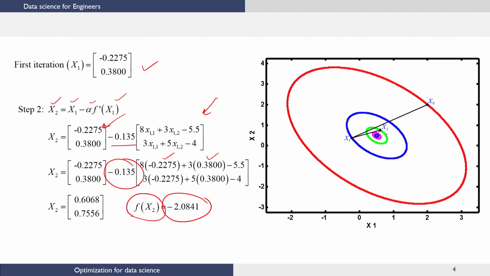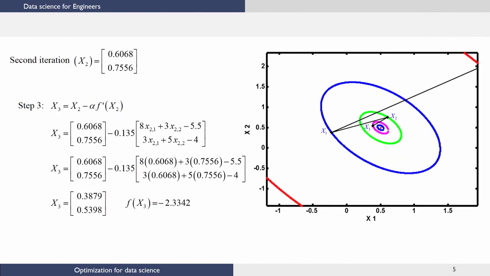Now, again much like how we discussed the previous iteration in the last slide, in this iteration if you were to take the function f of x and set it equal to minus 2.0841, that would again be an elliptical contour, and that contour is described by this green contour.